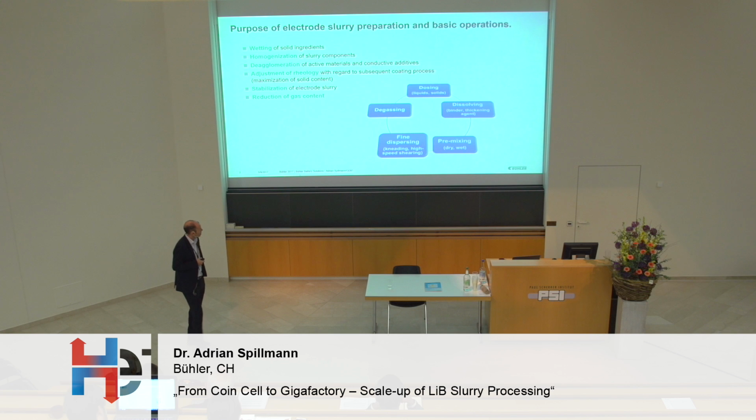So the unit operations to fulfill all these tasks are basically dosing of the raw materials, so the liquids and solids, then the dissolving of the binders and thickening agents. Then we typically have a premixing step, which either can be wet or dry. Then a fine dispersing step, which finally determines the quality of the slurry. And before we go on the coating line, you need a degassing in order to get rid of the gas bubbles.